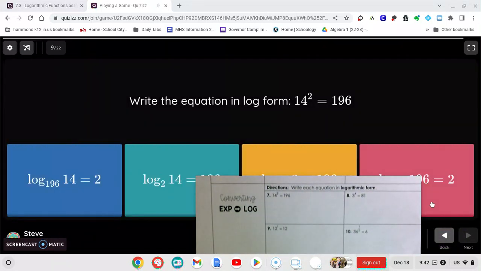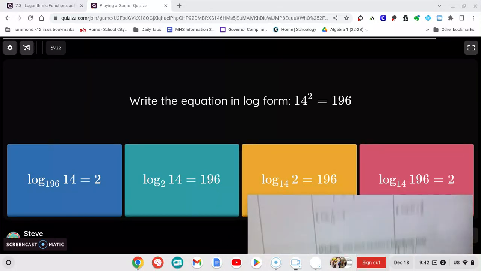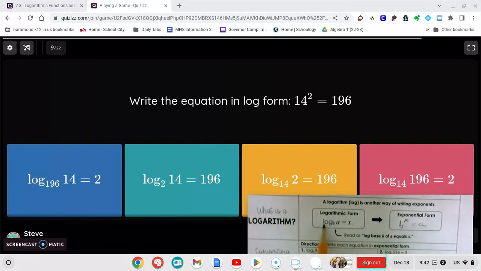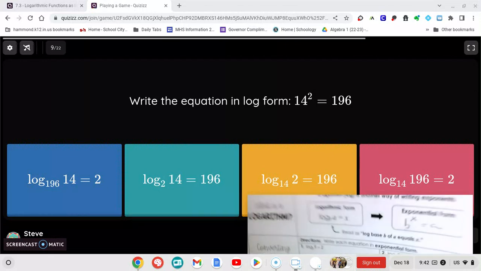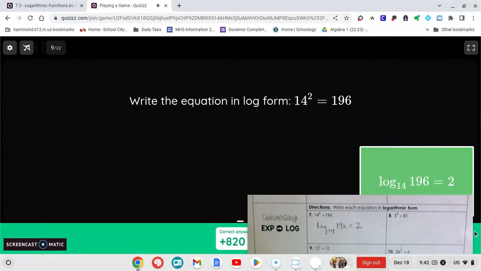So can we go in the opposite direction? Can we take an exponential expression and rewrite it as a log? Again, we're going to rely on our relationship: log base b of a equals x is the same as saying b to the x equals a. The base is always the base. The log is the exponent. So I know it's log base 14 of 196, and then the log is the exponent. Log base 14 of 196 is equal to 2. And that turns out to be correct.